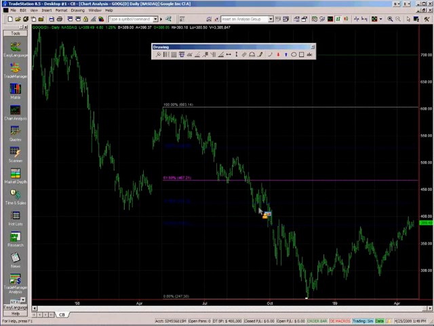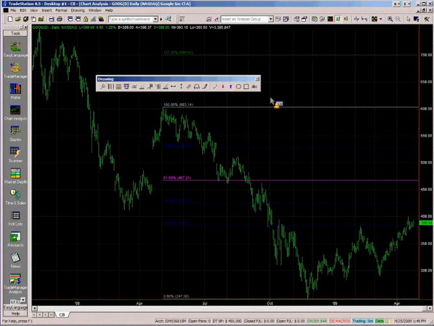Okay, so is everybody clear on the retracement/extension tool in TradeStation? And how you would change it?